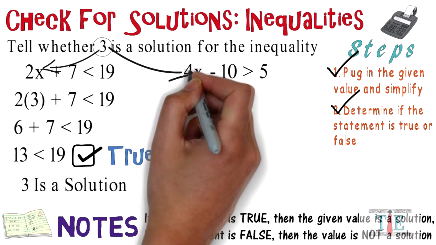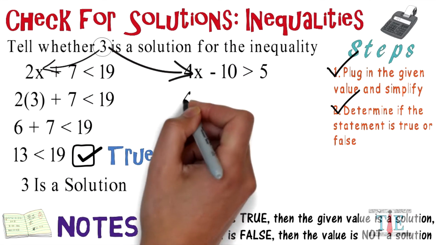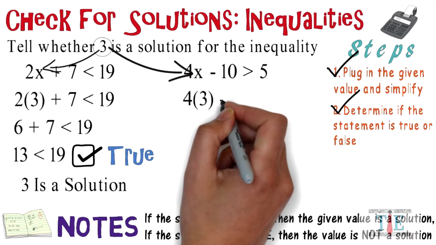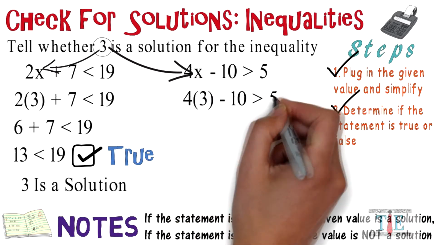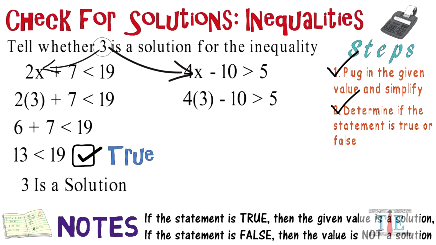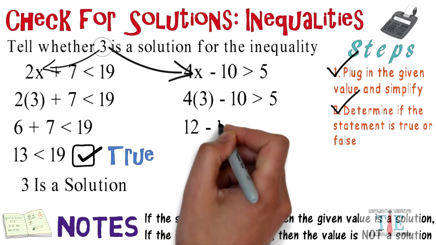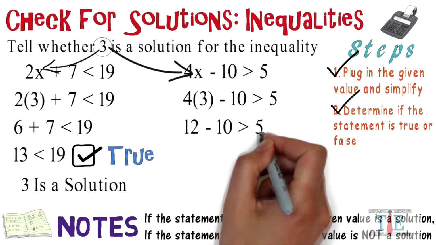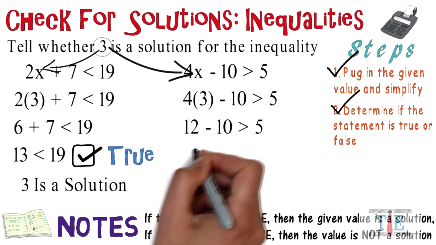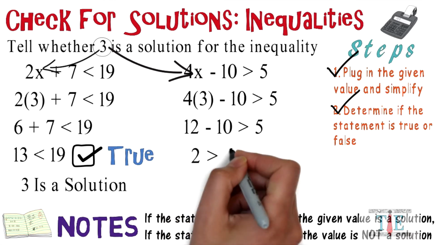Now let's plug in and try for the second problem. We'll plug in 3 for x. You get 4 times 3 minus 10 is greater than 5. 4 times 3 equals 12. 12 minus 10 is greater than 5. 2 is greater than 5.